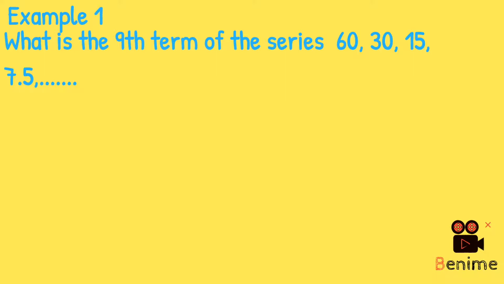So if you look, it is clear that this series is not an AP because there is no common difference. 30 minus 60 will give you minus 30. 15 minus 30 will give you minus 15. We first got minus 30, now we're getting minus 15.